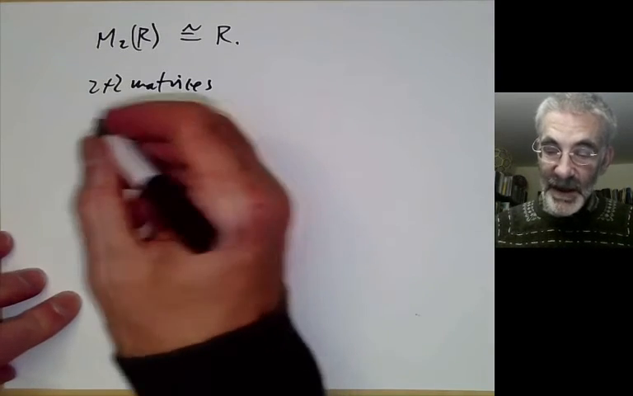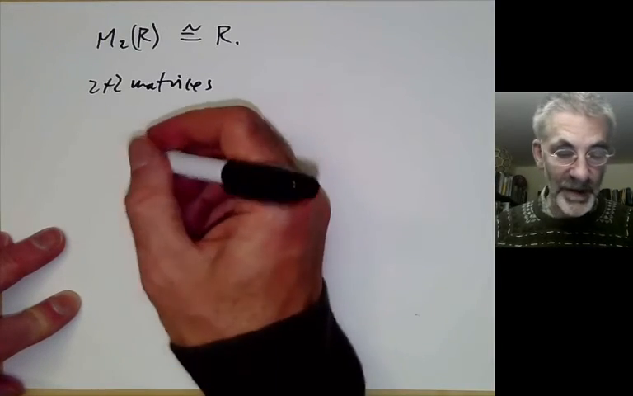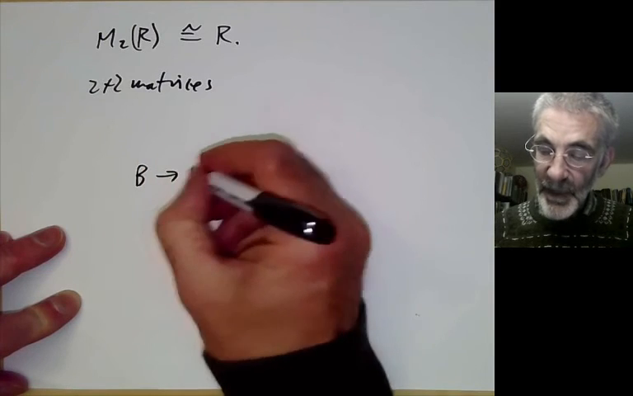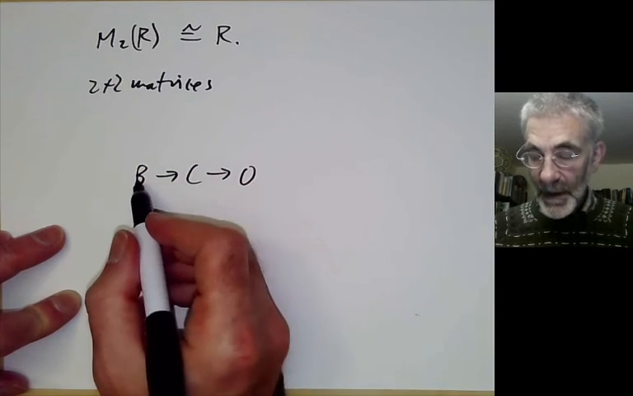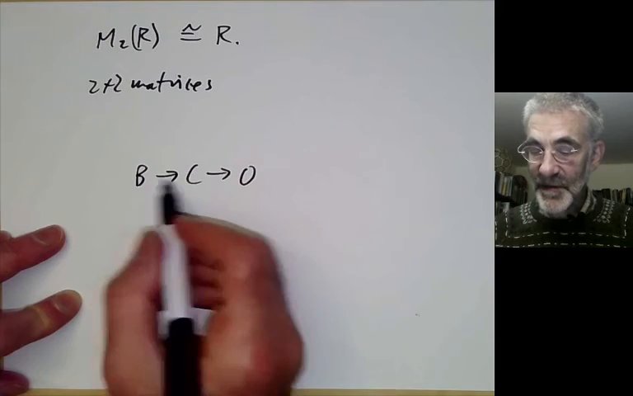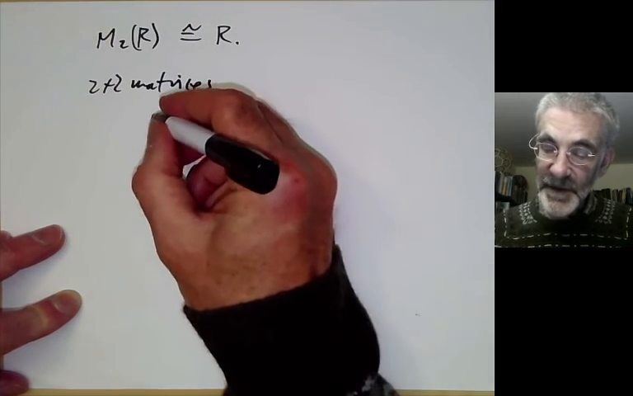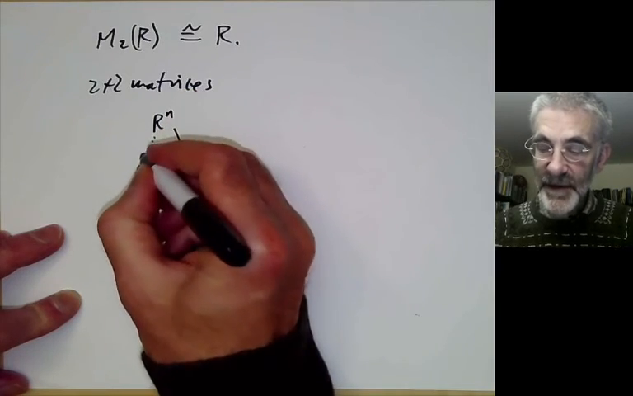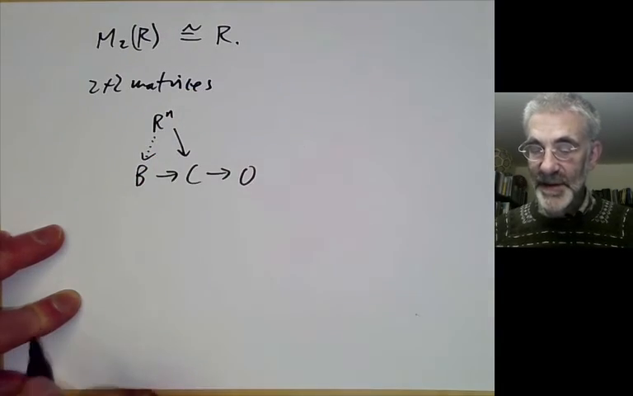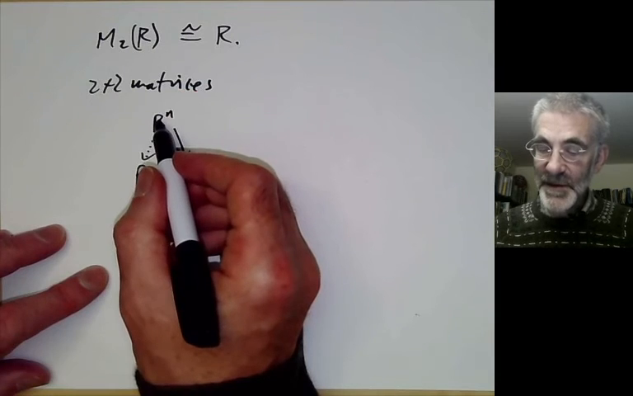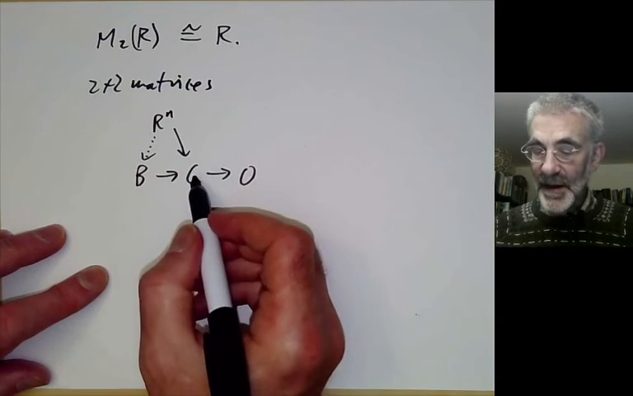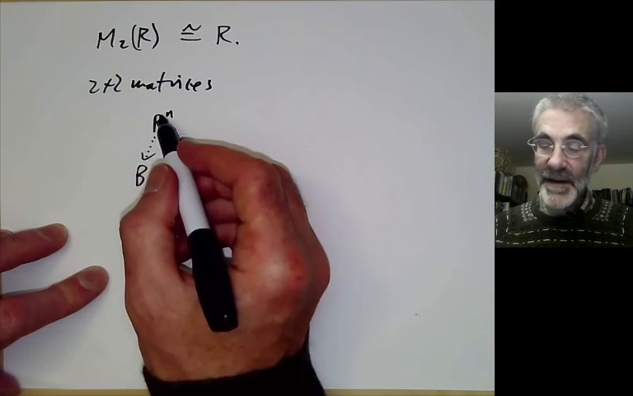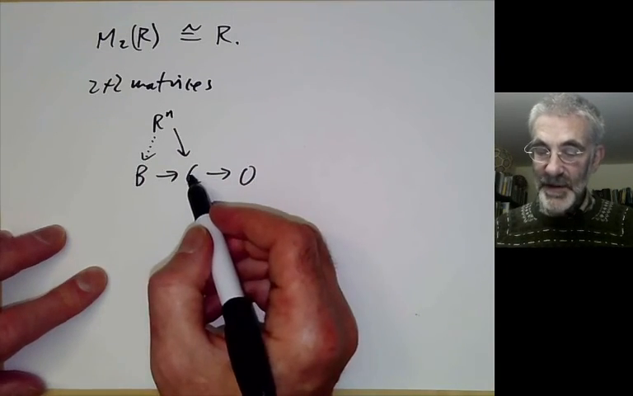There's one particularly important property of a free module that I'll want to discuss, which is that if you have a surjective map of modules from B to C, and you've got a free module R to the n mapping to C, then you can lift this to a map from R to the n to B. And that's fairly obvious because you take each basis element, you take its image in C, and you lift that basis element to B, and that gives you a map from the free module to B.